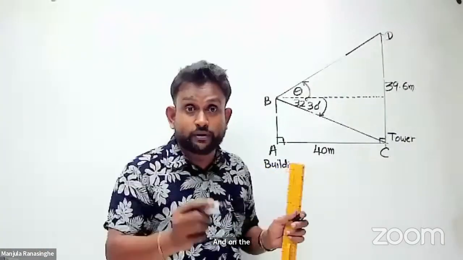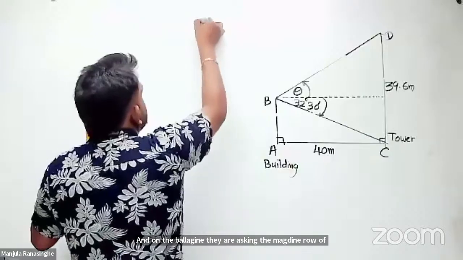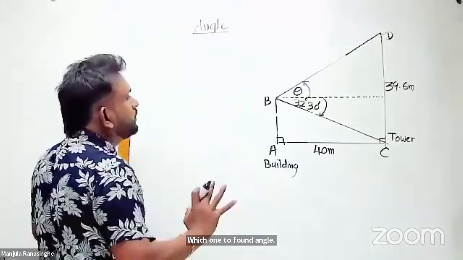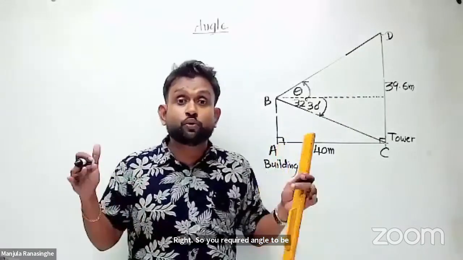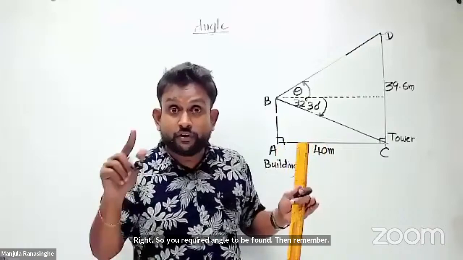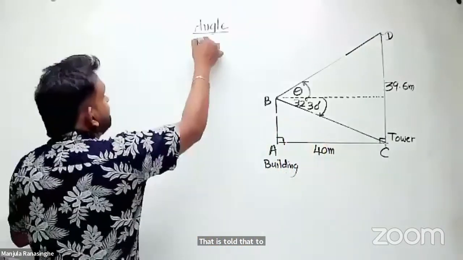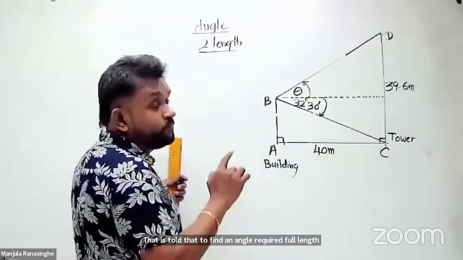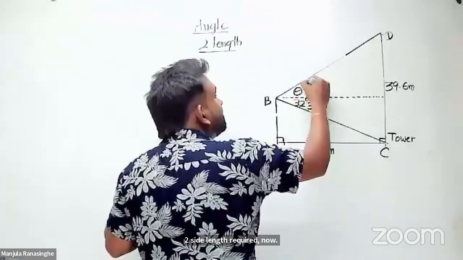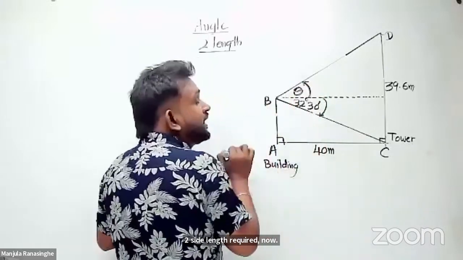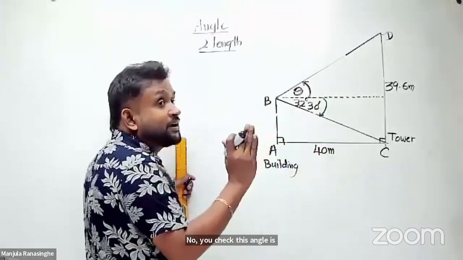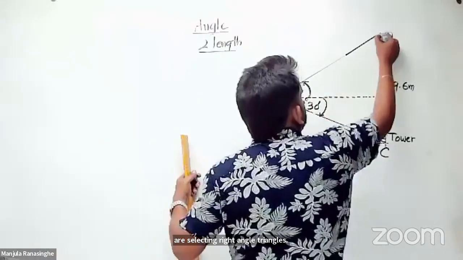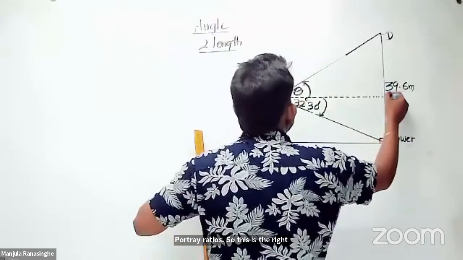Now, which one do we need to find? The angle, right? You remember that to find an angle we require two side lengths of the right angle triangle. Now you check which right angle triangle this angle belongs to. You are selecting right angle triangles for trig ratios. So this is a right angle triangle you have, right? I put a name here, E.